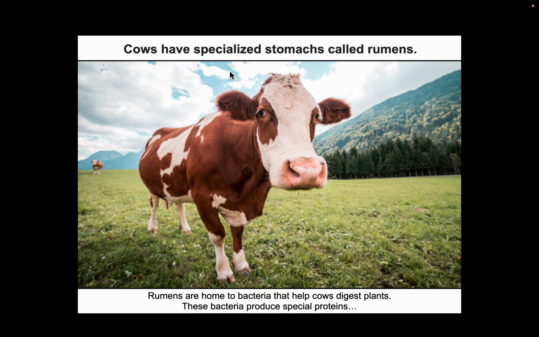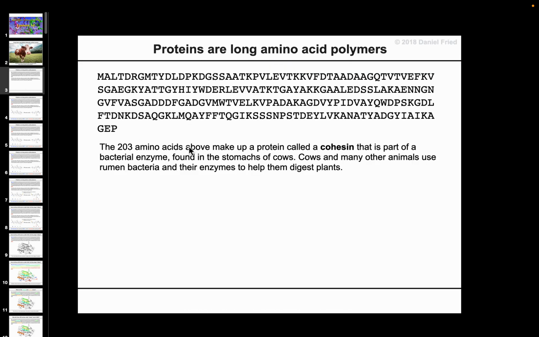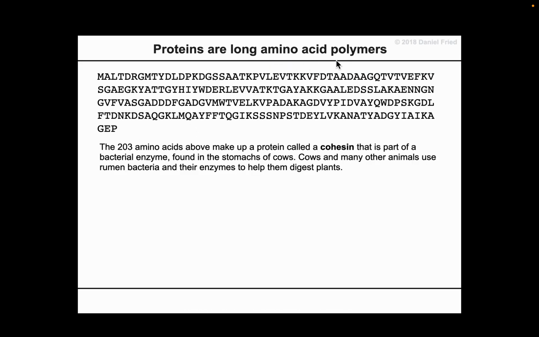Now, cows have specialized stomachs called rumens. You've probably heard they have 4 stomachs, which is just a really large stomach that's divided. Rumens are home to bacteria that help cows digest plants. These bacteria produce special proteins. So, proteins are large amino acid polymers, which I hope you do remember from episode 8.